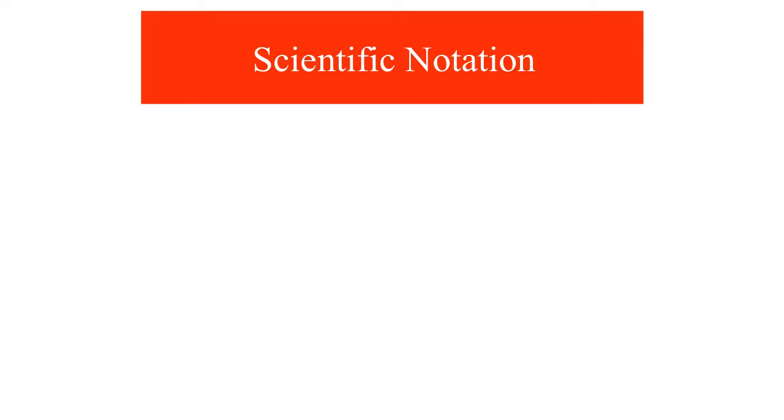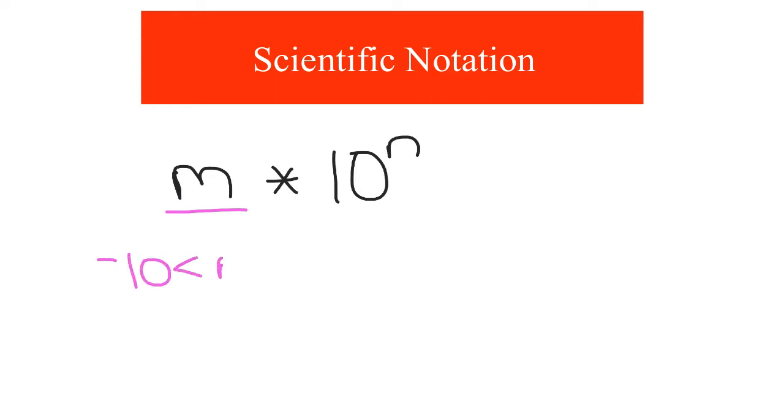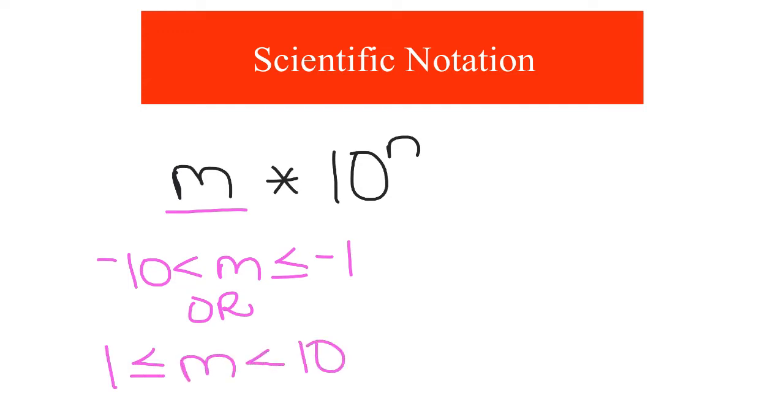Some things to keep in mind regarding scientific notation. First, we will be taking a number and multiplying it by a power of 10. This first number that is being multiplied by that power of 10 has to be very specific. It must be one of two situations. It must be greater than negative 10, or it must be less than or equal to negative 1. Or it will be greater than or equal to 1 or less than 10.